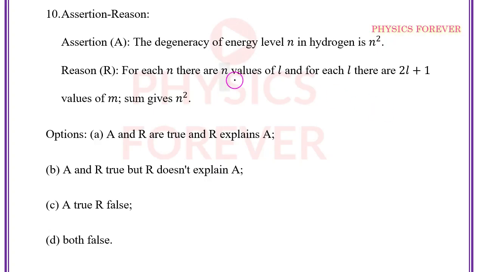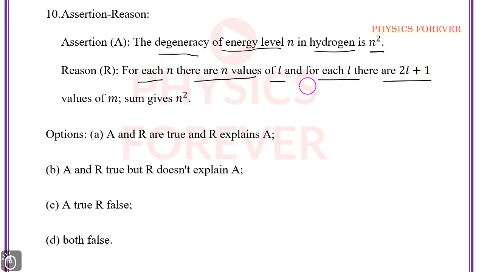The 10th one: the degeneracy of energy level n in hydrogen is n square. This is the assertion. The reason: for each n there are n values of L, and for each L there are 2L plus 1 values; the sum gives n square. When we count, the sum of 2L plus 1, with L from 0 to n minus 1, gives n square. So which one is correct here? Everything is correct.